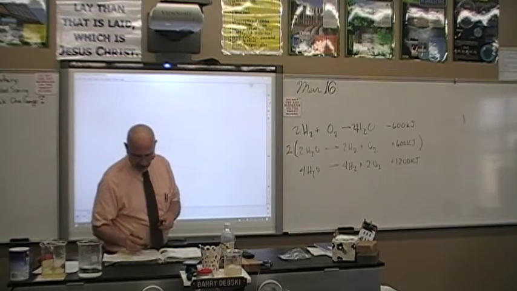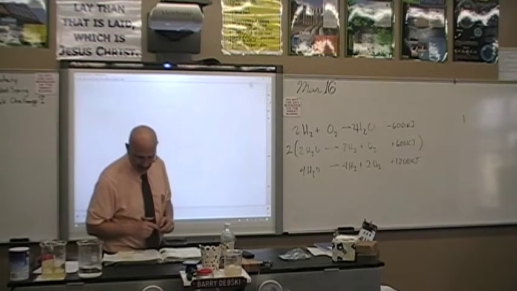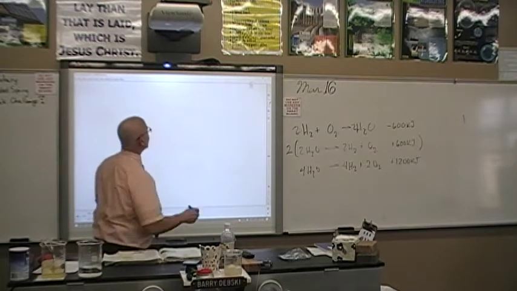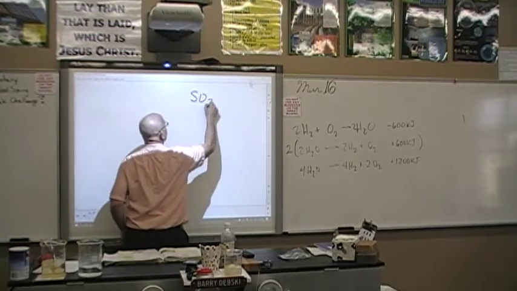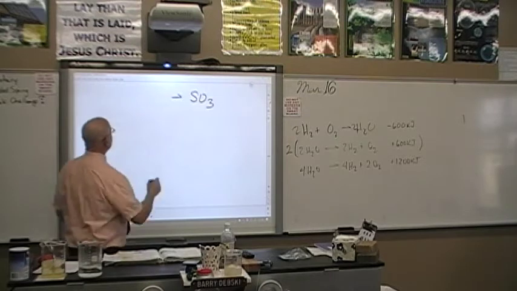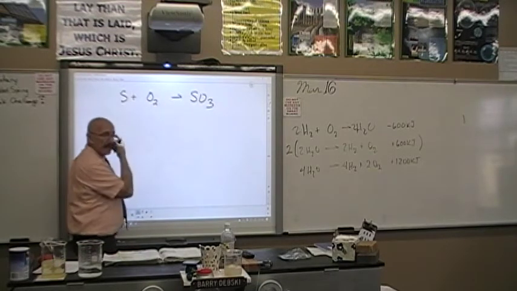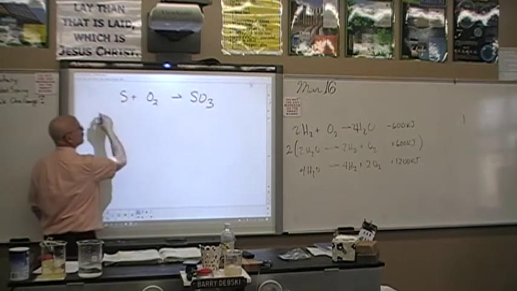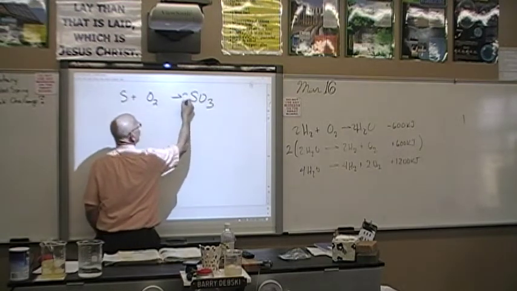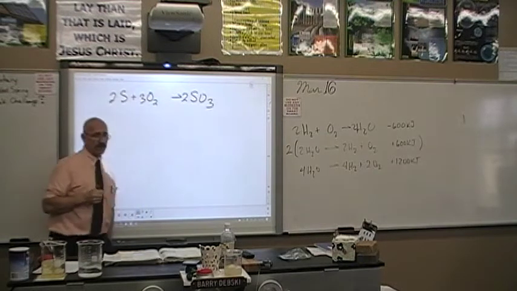I'm trying to follow. How can Hess's law be used to calculate the energy change for the reaction that produces sulfur trioxide? SO3 is what we're trying to make. Sulfur and oxygen are my components. Now, it needs to be balanced, and so I would put a 2 over here and a 3 over here to balance the oxygens, which means I need a 2 here for sulfur.